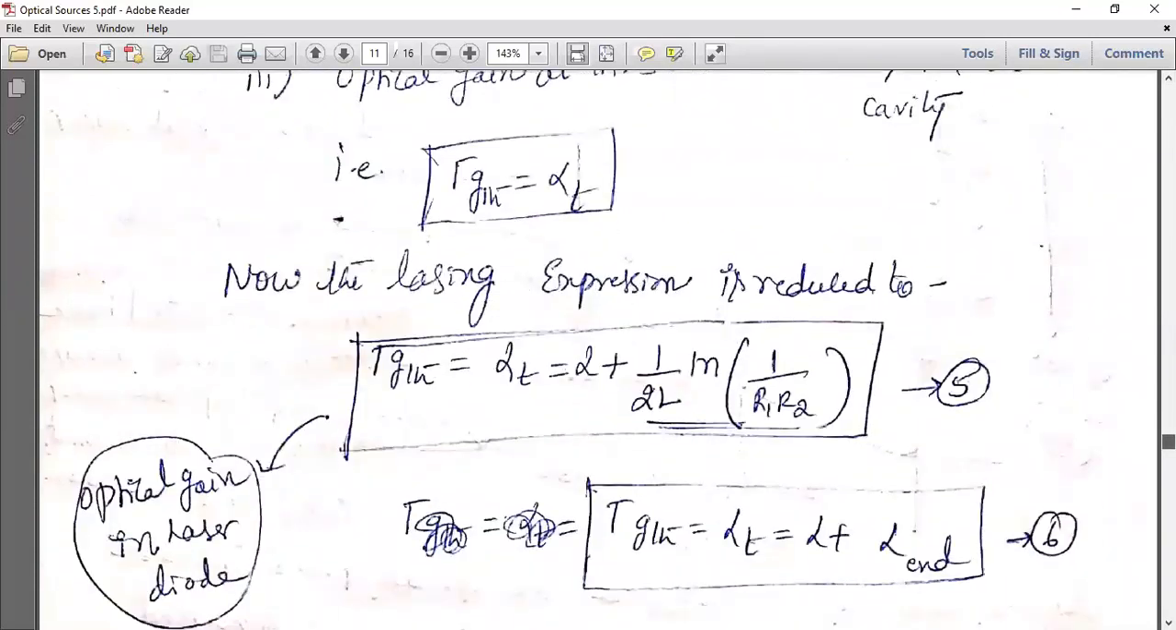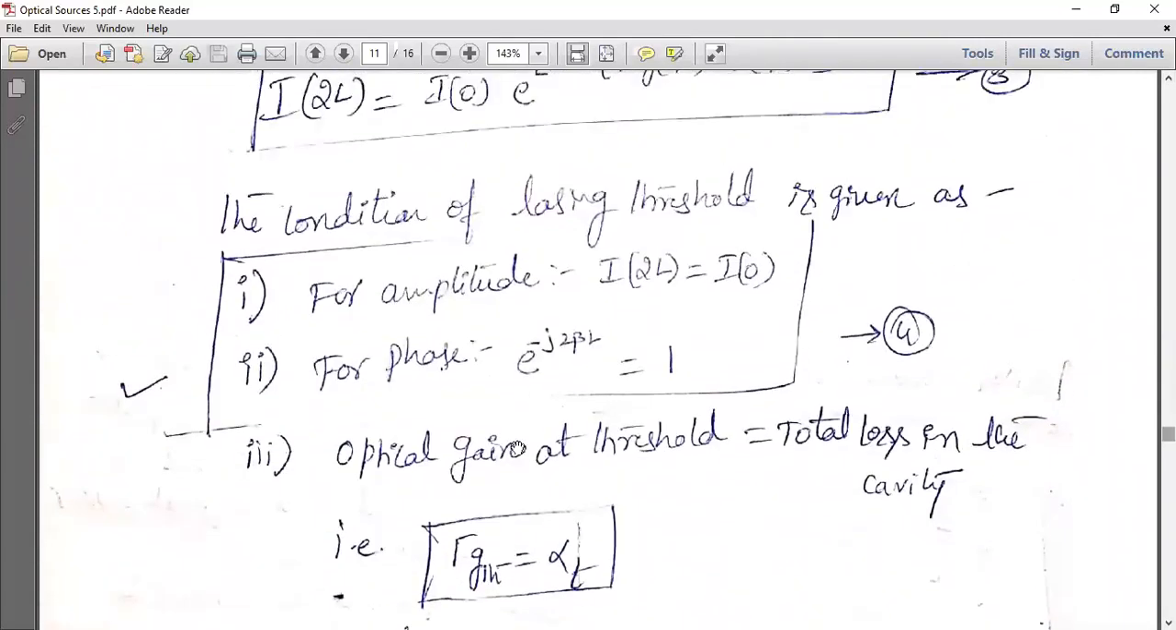It is designed for that. In other words, you just replace whatever conditions I have put here. Optical gain at the threshold is equal to the total loss of the cavity. The gain should at minimum be equal to the loss. If the losses in the cavity are more than the gain, there will be no lasing action and no amplification. So at least it should be equal to this.